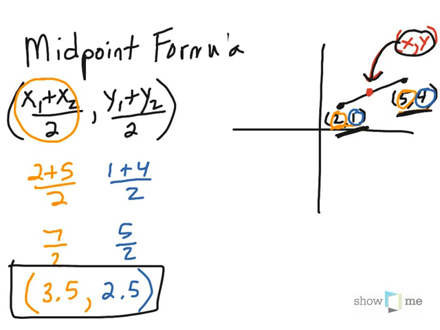So that's it for the midpoint formula. It looks complicated with all the 1s and 2s, but if you think about it, it's just adding up the x's and taking the average, dividing by how many there are. In this case you're talking about 2 points, so there's only going to be 2 spots. Add up the x's, divide by 2, add up the y's, divide by 2, and you've got the halfway spot.